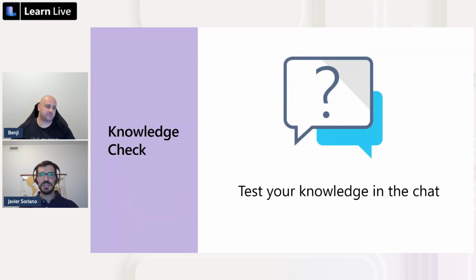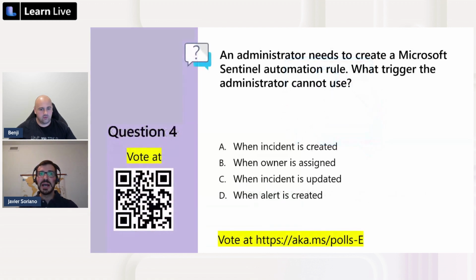Perfect. Thank you, Benji. We want to apologize because in the first knowledge check, I think there was an out of order question there. So sorry about that. Hopefully this one is all okay. So this is question number 4. Let me read the question itself. An administrator needs to create a Microsoft Sentinel automation rule. What trigger can the administrator not use? Answer A is when incident is created. Answer B is when owner is assigned. Answer C, when incident is updated. Answer D, when alert is created.